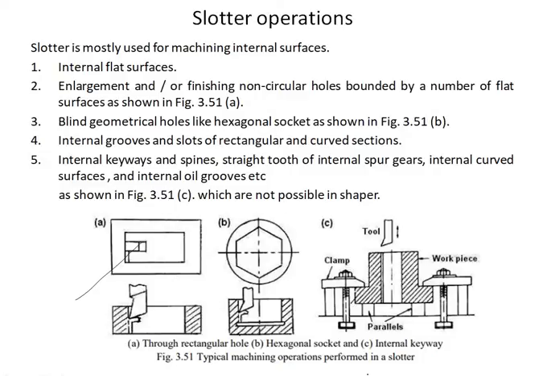And in figure B, you all can see blind geometrical holes, like a hexagonal socket as shown in the figure. Okay, and internal grooves and slots of rectangular and curved sections, you all can see here. And in figure C, you all can see internal keyways and splines, straight teeth of internal spur gears, internal curved surfaces and internal oil grooves, which are not possible in a shaper. This is possible in slotters.